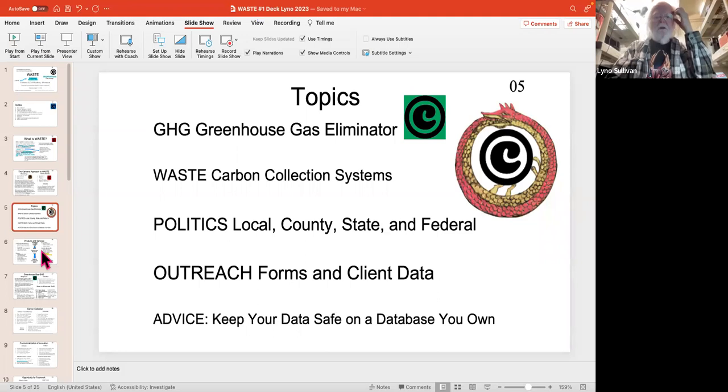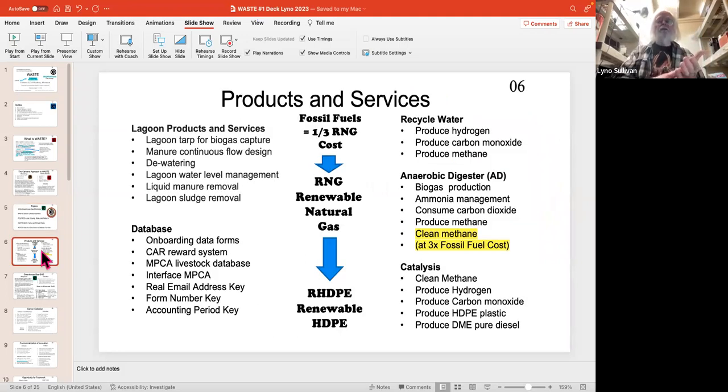So this is kind of the topics. Here are the products, and this is the constant to think about. Fossil fuels, one-third the RNG cost. RNG is renewable natural gas, and Carbonic is putting together a product specification for renewable HDPE and trying to create a market for it. I can touch on that in a bit, but that's how Carbonic is trying to solve the problem.